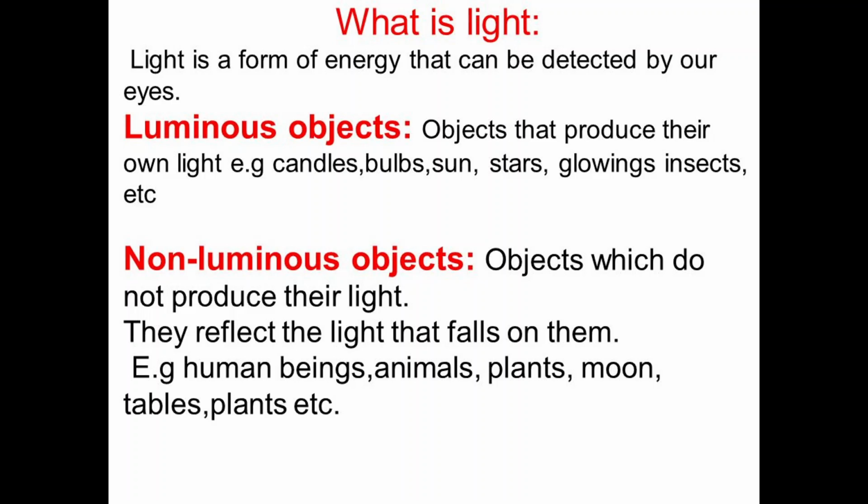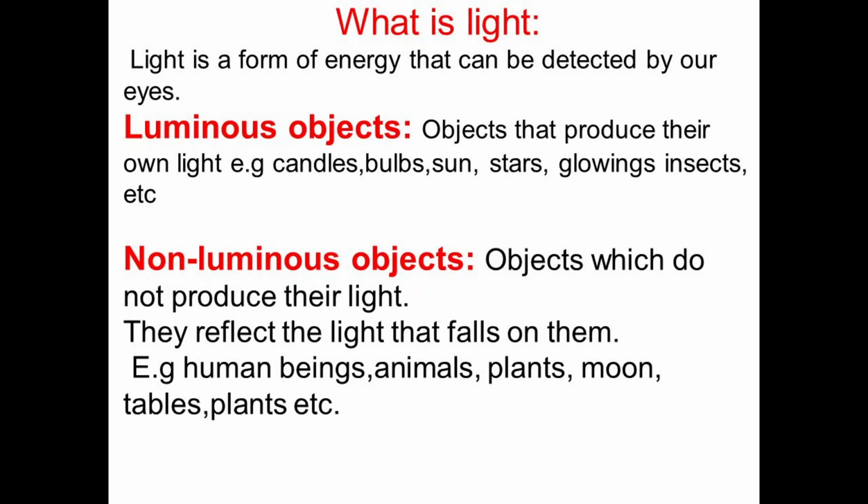There are two types of objects, that are luminous objects and non-luminous objects. Now, what are luminous objects? Objects that produce their own light like a candle, bulb, sun, stars or glowing insects are the luminous objects. They give their own light.